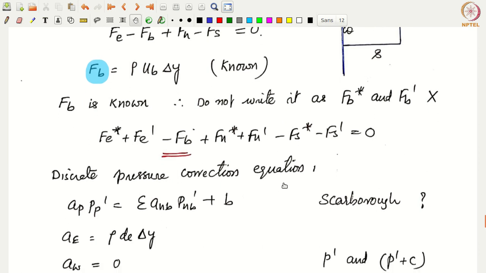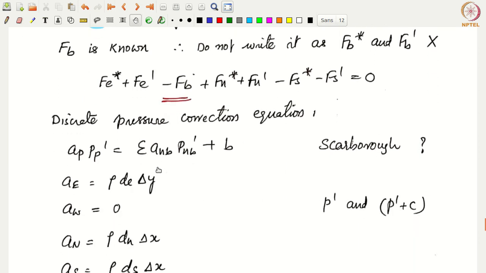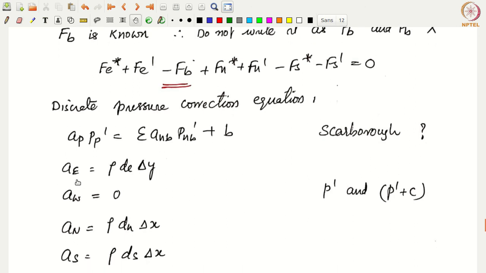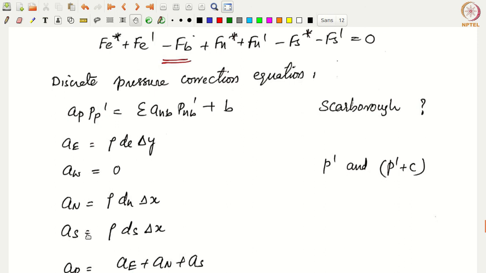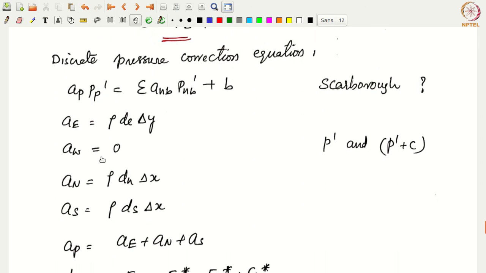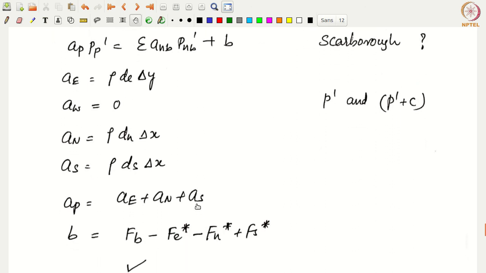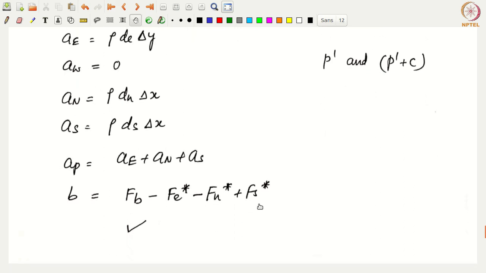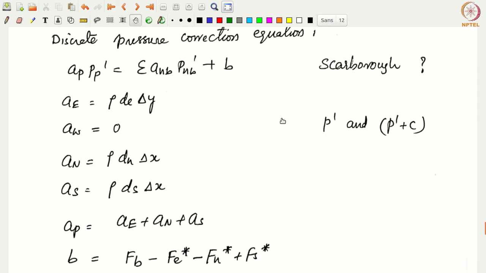So the discrete pressure correction equation now becomes a_P P_P prime equals sigma a_NB P_NB prime plus b. Your a_E is rho d delta y, and there is no a_W because we don't have any terms coming from there. a_N equals rho d_n delta x, a_S equals rho d_s delta x, and a_P is the summation of only east, north and south because there is no west coming into play, and b equals Fb, the known value, minus Fe star minus Fn star plus Fs star. So we have an equation in terms of north, south and east, and the b values have gone to the right hand side.